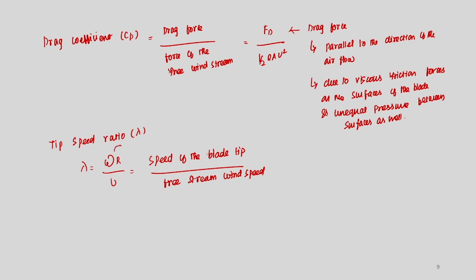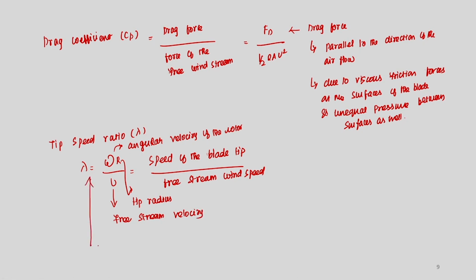Right. So, what is omega? Omega is nothing but angular velocity of the rotor. What is R? R is nothing but tip radius. What is U? U is nothing but free stream velocity. And then remember, this should be used for only horizontal axis wind turbine.